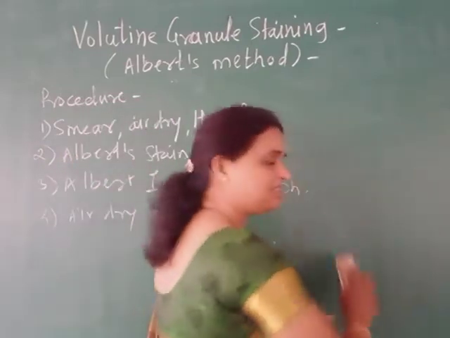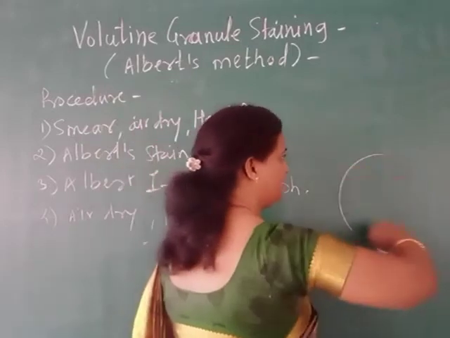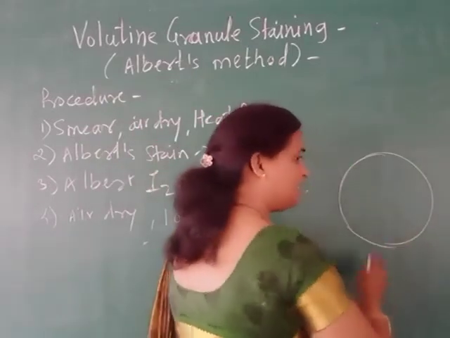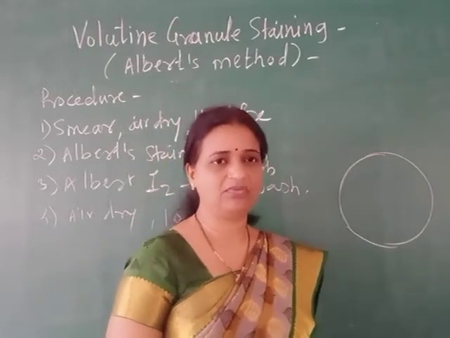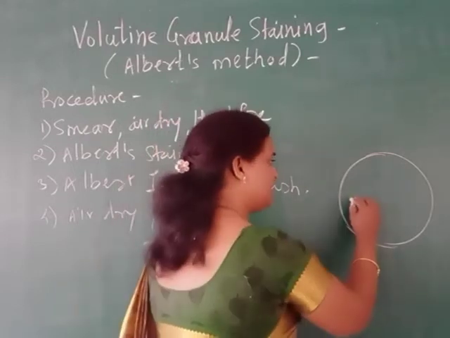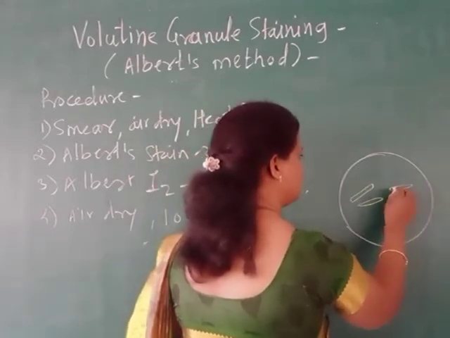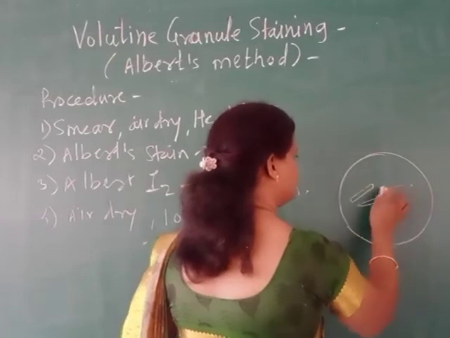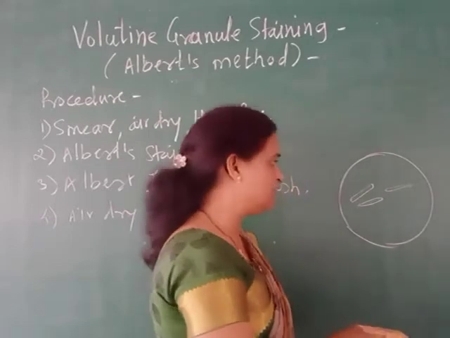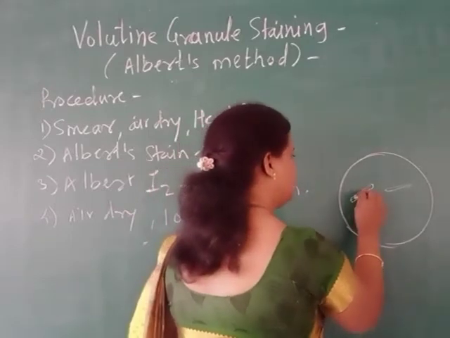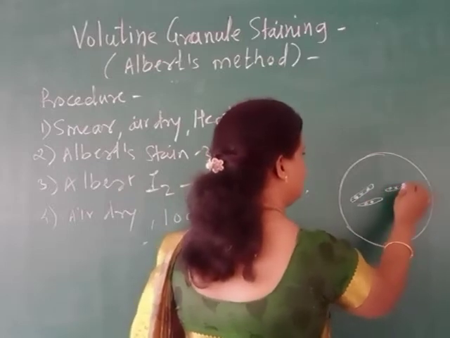When you perform this procedure and observe the slide, the microscopic field will show these types of bacteria, as we are using a curd sample which consists of lactobacillus. The morphology of the lactobacillus is very long slender rods. So you will get long slender rods with green color cytoplasm, and in that green cytoplasm you will get dark bluish black granules. These are the volutin granules.